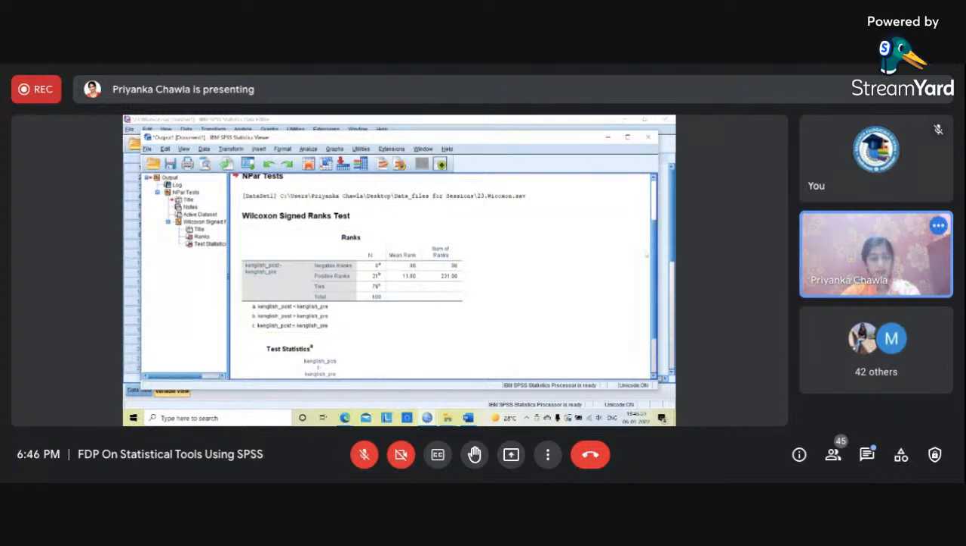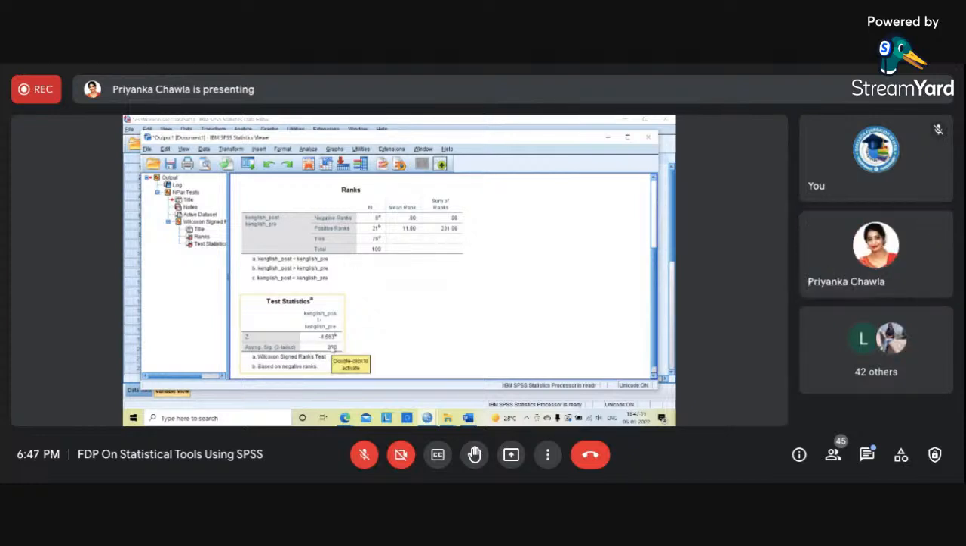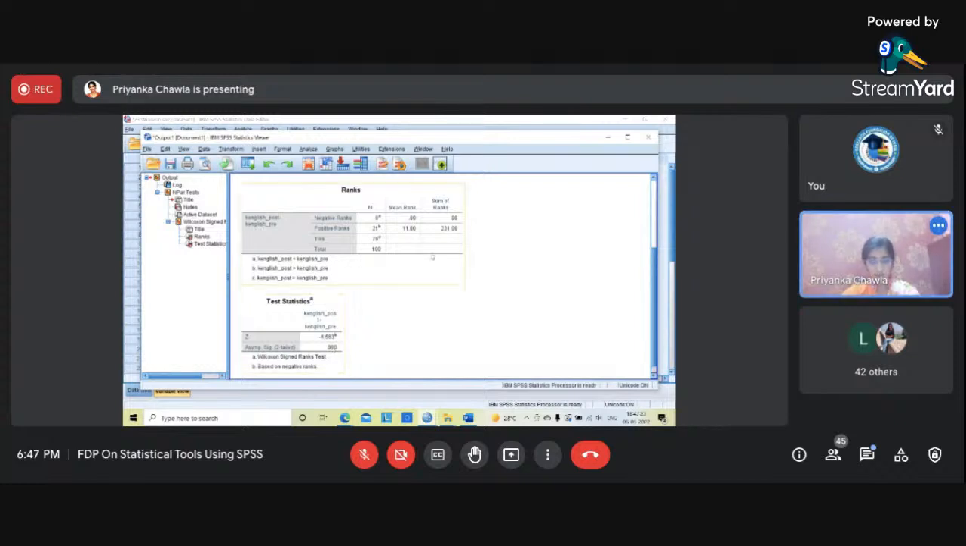Mean rank. Can you find any difference? With the help of P value, we will check. Is there any difference? After imparting knowledge, is there any change in the level? Yes. We will reject the null hypothesis. Clear? This test is equivalent to paired t-test.